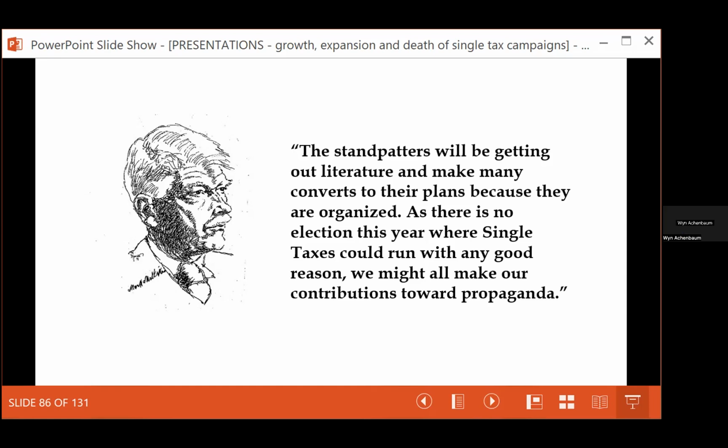The stand patters will be getting out literature and make many converts to their plans because they are organized. As there is no election this year where single taxers could run with any good reason, we might all make our contributions toward propaganda. So that's where they thought they could now step up, get literature out, get people receiving information about the Commonwealth Land Party and the fact that it's still alive.